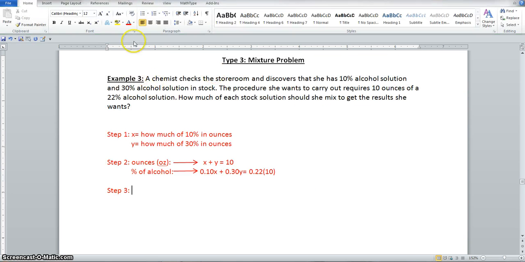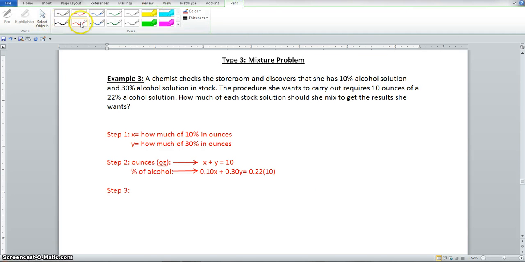Okay, now we come to example 3. It says a chemist checks the storeroom and discovers that she has 10% alcohol solution and 30% alcohol solution in stock. The procedure she wants to carry out requires 10 ounces of a 22% alcohol solution. How much of each stock solution should she mix to get the result she wants? Okay, step 1. X is equal to how much of the 10% solution in ounces. Y is equal to how much of the 30% solution in ounces.